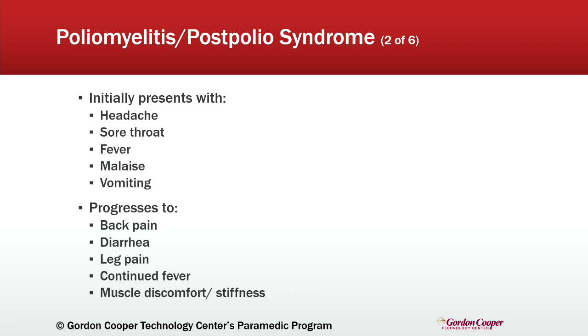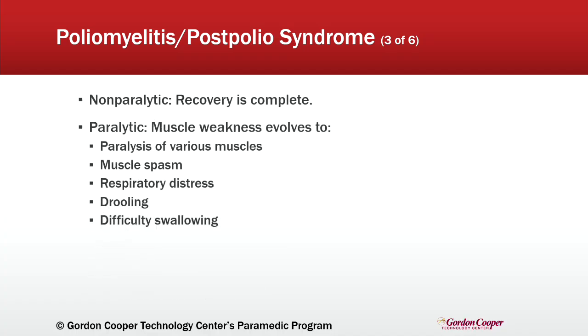Polio initially presents with common viral-like illness, including headaches, sore throat, fevers, malaise, and vomiting, all those normal things you would expect to see with a virus. However, as the disease progresses, symptoms such as back pain, diarrhea, leg pain, continued fever, and muscle discomfort or stiffness may appear, somewhat similar to some of the COVID signs and symptoms we were seeing in the early days of COVID.